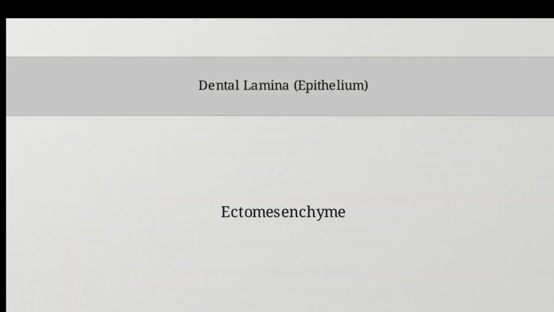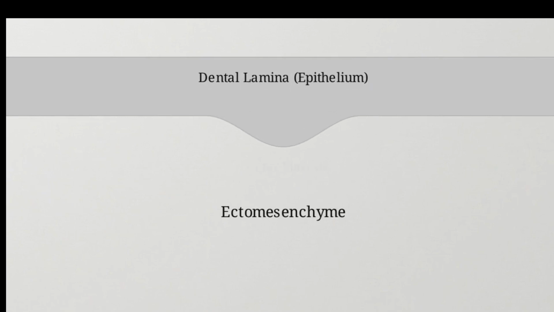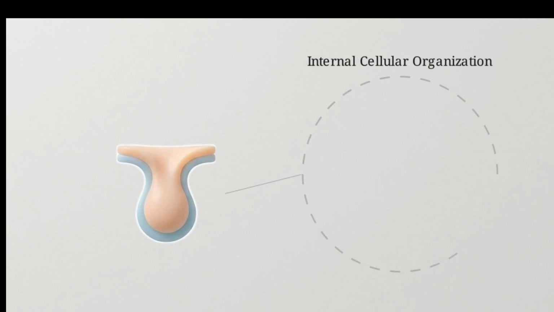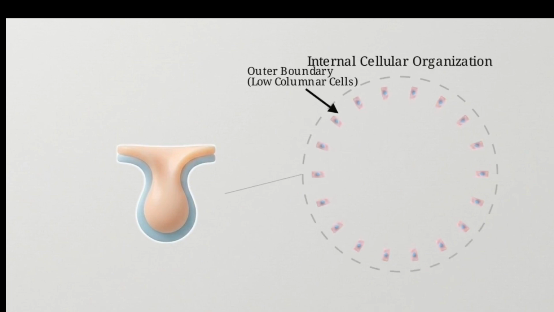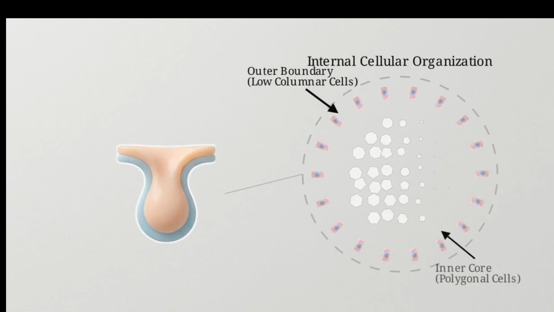Signal proteins like FGFs, BMPs, and ectodysplasin cross the boundary. Chemical signaling triggers localized cell proliferation. The dental lamina pushes downward, creating enlarged projections called dental placodes. As the placode invaginates, it enters the bud stage, organizing into two cell types, an outer boundary of low columnar cells and an inner core of polygonal cells.